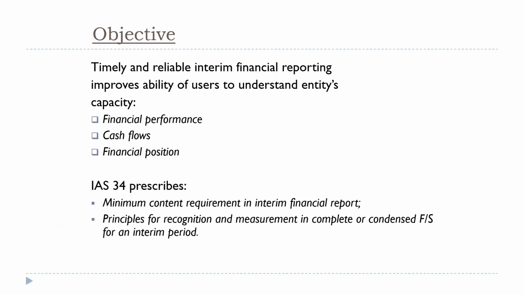So the objective is to give timely and reliable interim financial reporting information about what happened after the balance sheet date. The user should know what happened in the next 3 months. So they are given the information regarding the financial performance, position and cash flow after the annual period is over. So IS-34 prescribes minimum content requirement in interim report. Minimum means at least this should be present. Principles for recognition and measurement in complete or condensed set. Condensed means if you are following IS-34, complete means you are following IS-1.